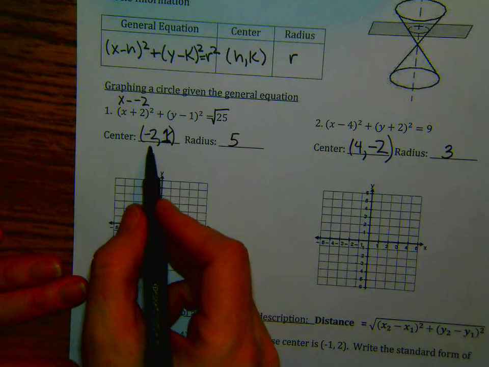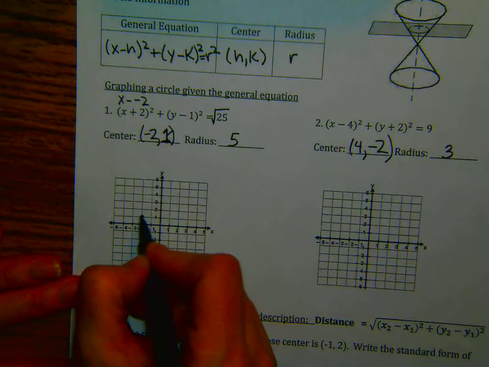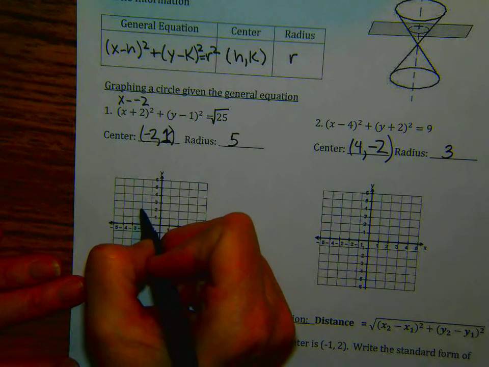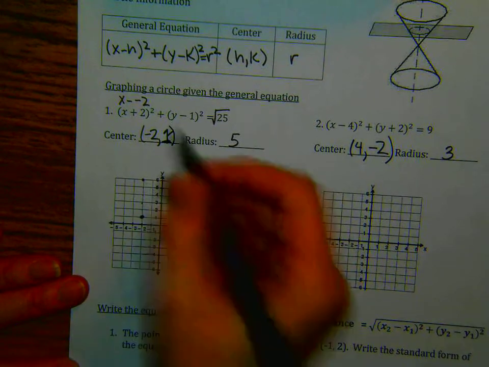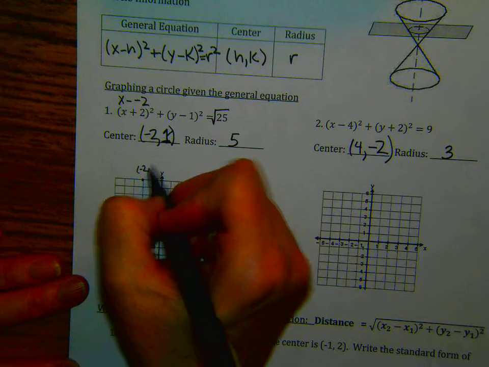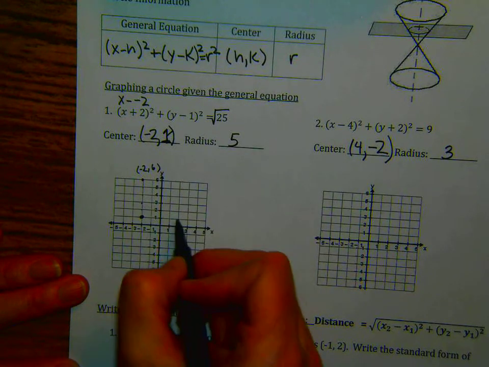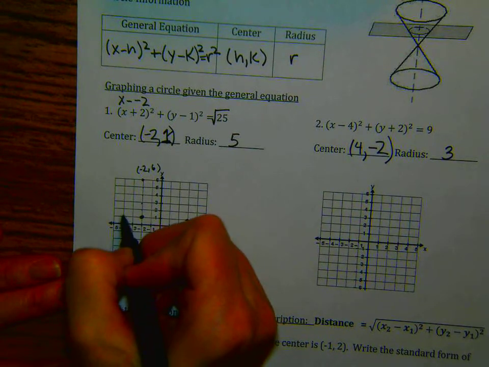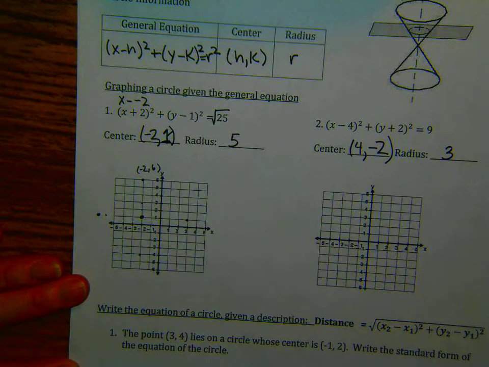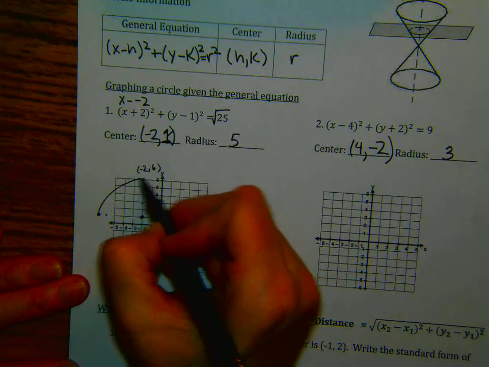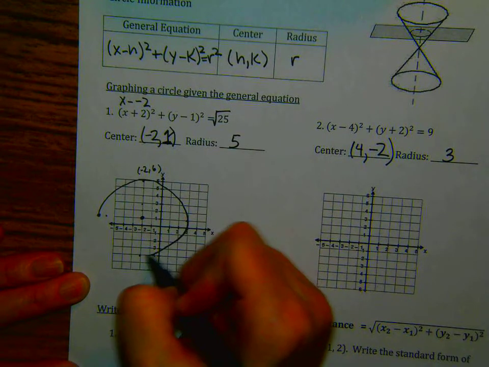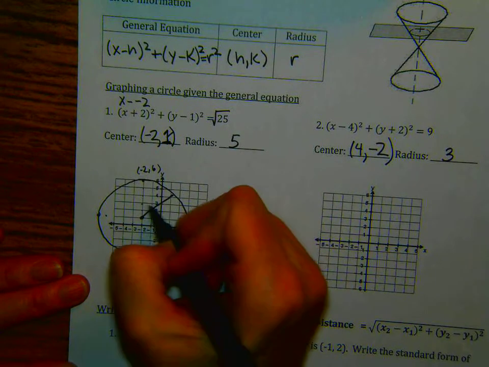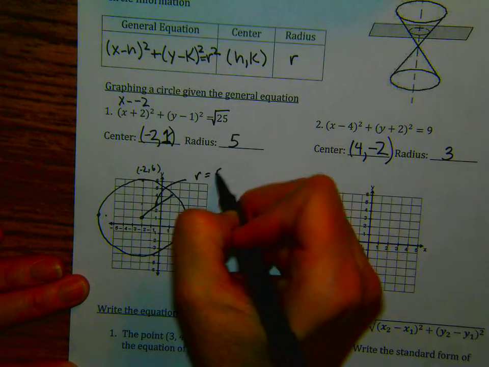So we start with the center, negative 2, 1, and we can graph the 4 points on the axes. So we go 5 in each direction, 1, 2, 3, 4, 5, and that's at negative 2, 6, and 5 in this direction, 1, 2, 3, 4, 5, and so on for each direction. Okay, and now we're going to draw the best circle we can. So draw a nice curve between the points. And there you have your circle with r equals 5.